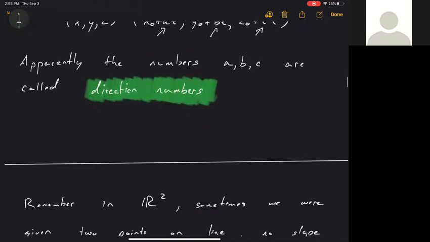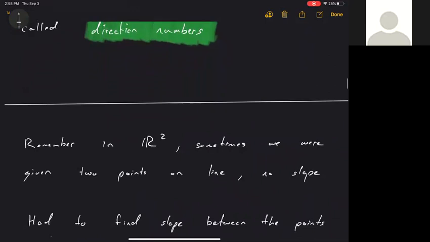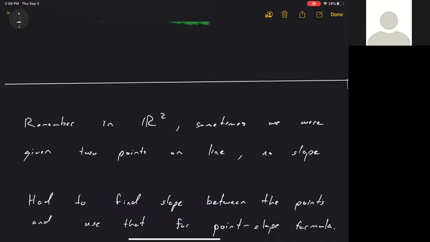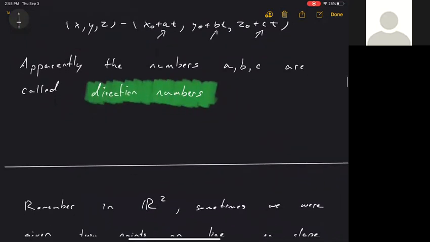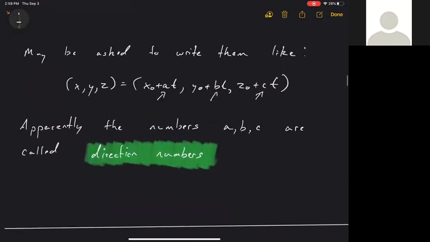So if you want to remember that, great. I don't think it's a huge deal. So that's the parametric equation of the line. So let's see an example real quick. Let's try and write a line using parametric equations.